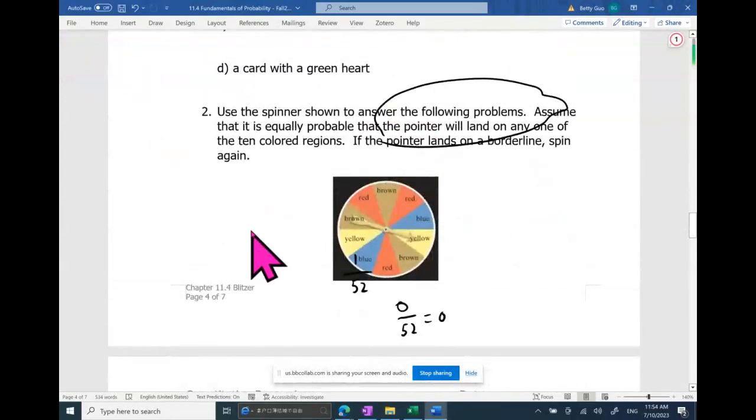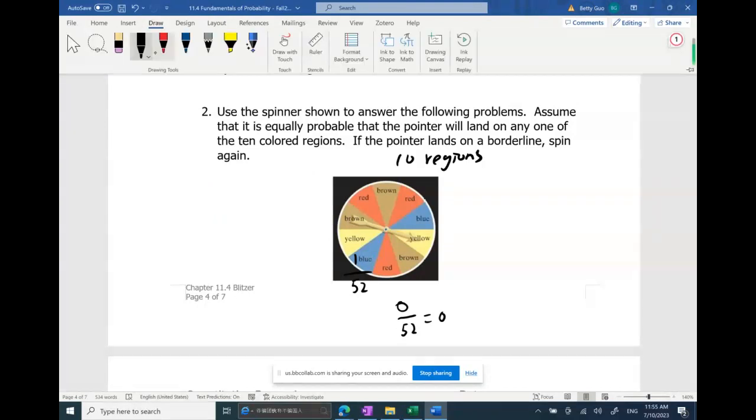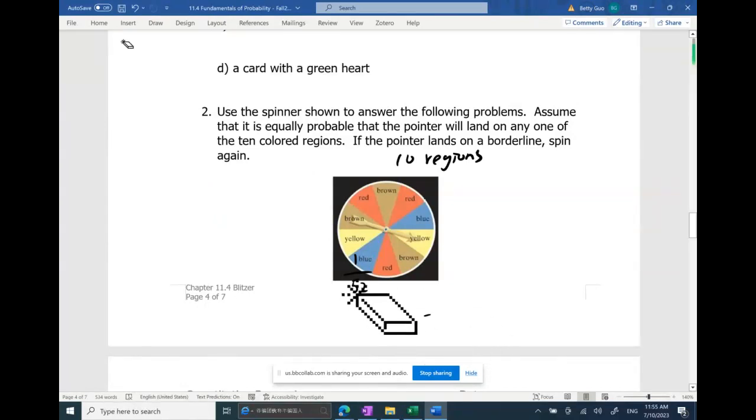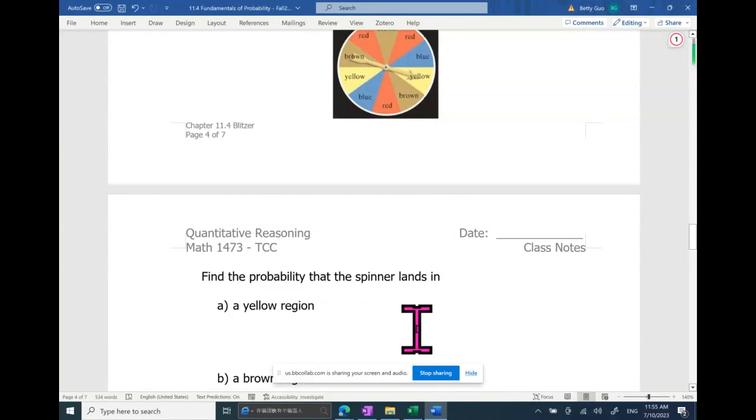Number 2, use the spinner shown to answer the following problems. Assume that it is equally probable that the pointer will land on any one of the 10 colored regions. So we have 10 regions, and as you can see, those 10 regions have the same area, right? That means the chance to get each region is the same. If the pointer lands on a borderline, spin again. That's what's going on in this experiment.